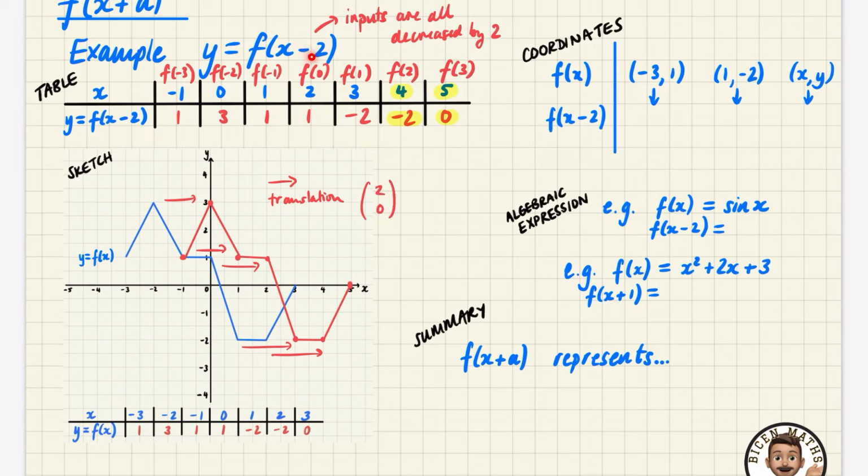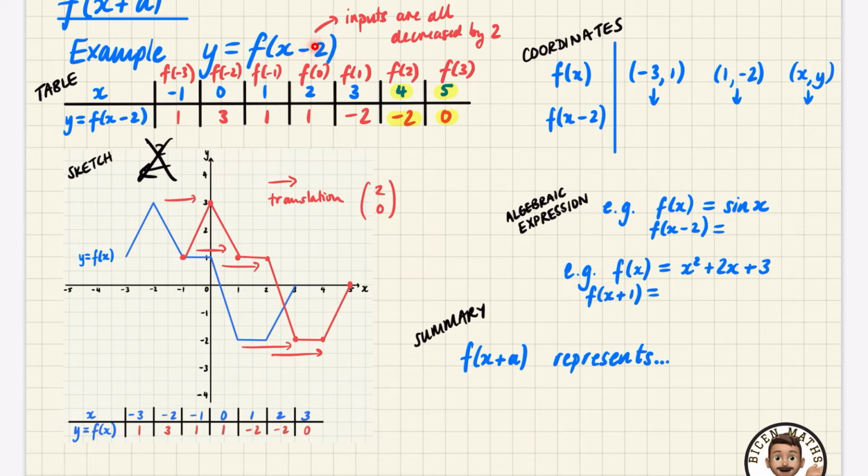Well, that's weird because it had minus 2 here. Minus 2 here might have made us think, oh, I know what's going to happen, it's just going to move 2 spaces to the left. But that doesn't happen. It does the opposite of what you think, and it moves 2 spaces to the right.